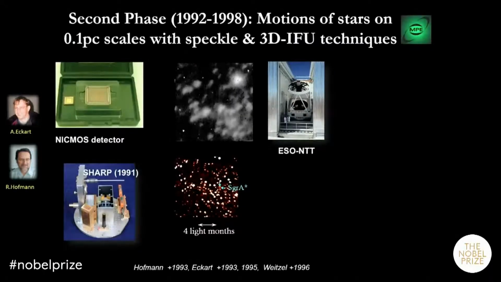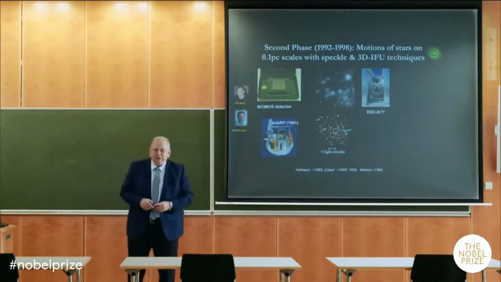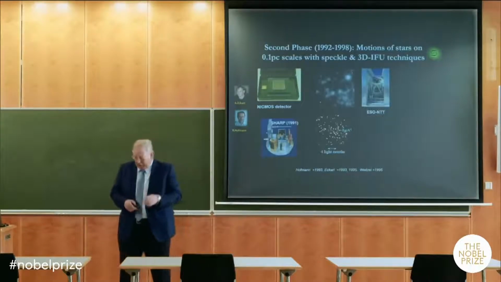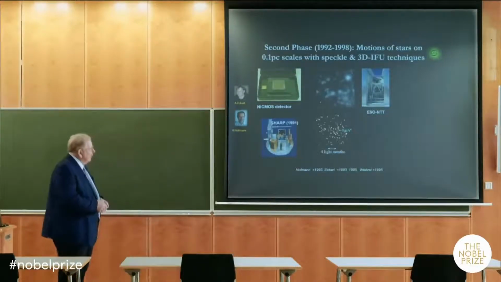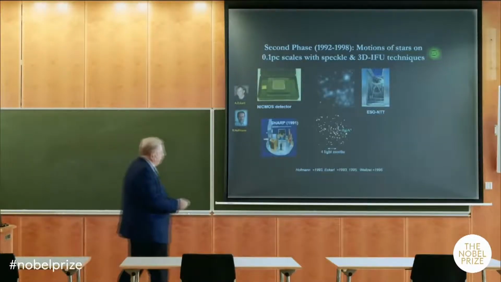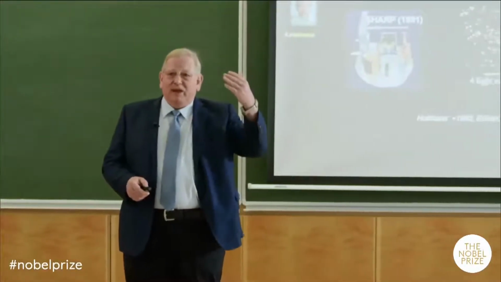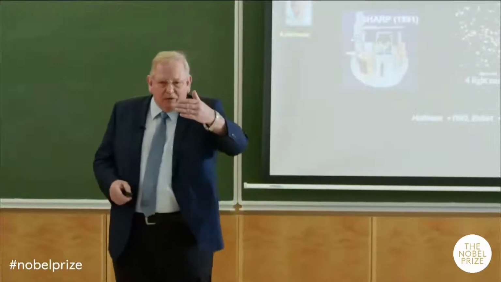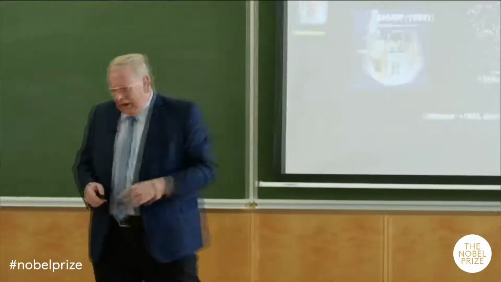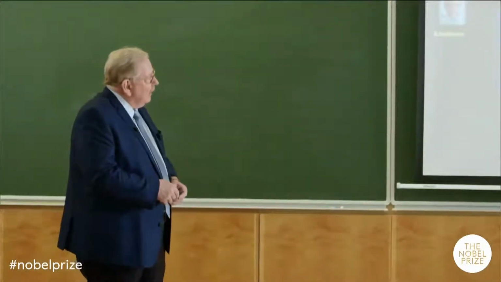You make short exposures and freeze the motions of the Earth's atmosphere, and then in post-processing, you basically add the images to get about a 5 times improvement in the angular sharpness of the images over what you can do with normal detection. The second technique which had to be developed is to get spectra, because the motions on the sky give you 2 motions, and the Doppler motion along the line of sight, which is the third, you can get through the spectra from lines in the stellar spectra.